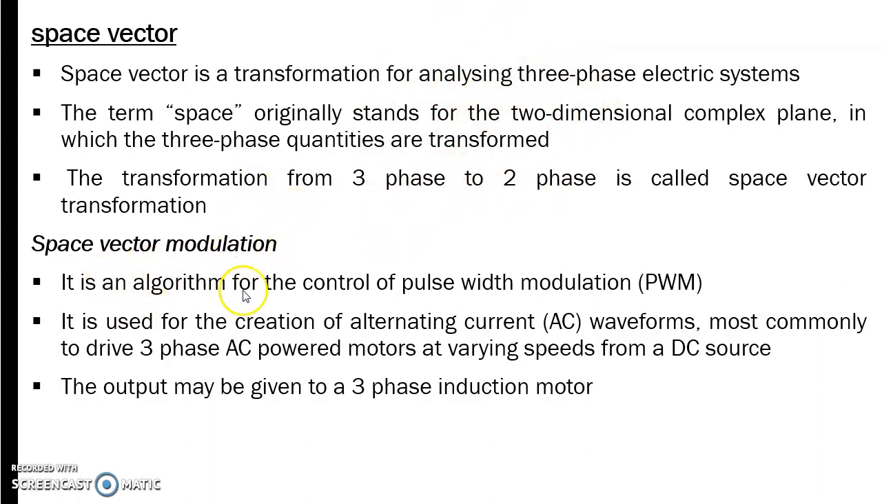So space vector modulation is an algorithm for control of PWM or pulse width modulation. It is used for creation of alternating current waveforms, most commonly to drive three-phase AC powered motors at varying speed from a DC source. So the output may be given to a three-phase induction motor. So we can use space vector modulation. The PWM is there, but we are using the coordinate transformation method here. This is added with the coordinate transformation method, then it is known as space vector modulation.